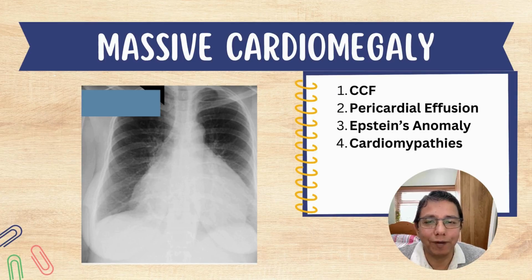Okay, I'm pretty sure that you all have diagnosed this as a massive or large cardiomegaly. Think about the differential diagnosis. To mention some of the common ones: congestive cardiac failure, pericardial effusion, Epstein's anomaly, which is an interesting pathology, so do read about it, and cardiomyopathies.